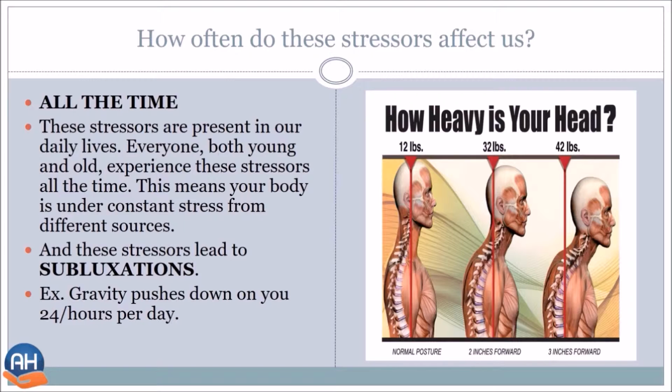Everybody, both young and old, experience these stressors. This means your body is under constant stress from different sources, whether it be physical, emotional, or chemical. And all of these stressors lead to that terrible word, subluxation. A good example is gravity. Gravity pushes down on us 24 hours a day. That means you're constantly being bombarded by this physical stressor.